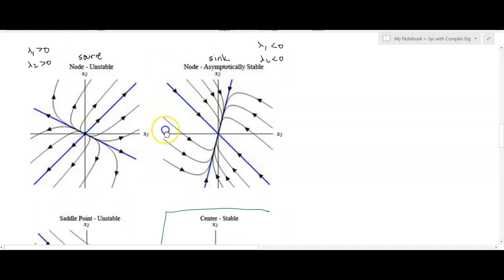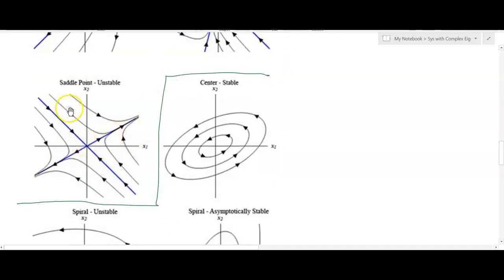Then the third case, where one is positive, one is negative, we get what looks like a saddle, so a saddle point. So this, we do stick with the word saddle, and this is where one of the lambdas, doesn't matter which one, I'm just arbitrarily writing it as lambda 1 bigger than 0, lambda 2 less than 0. Now, the last three cases are complex. So these are all complex.